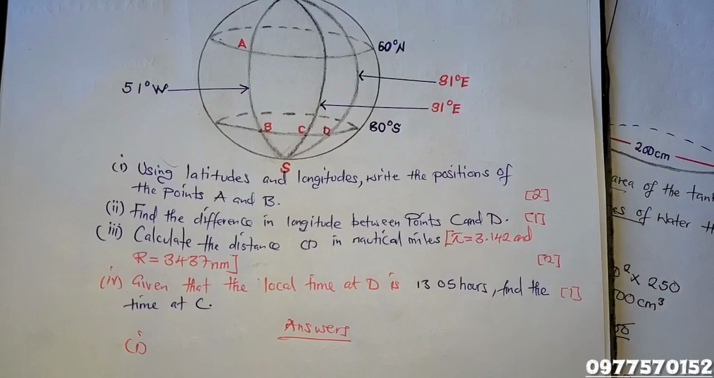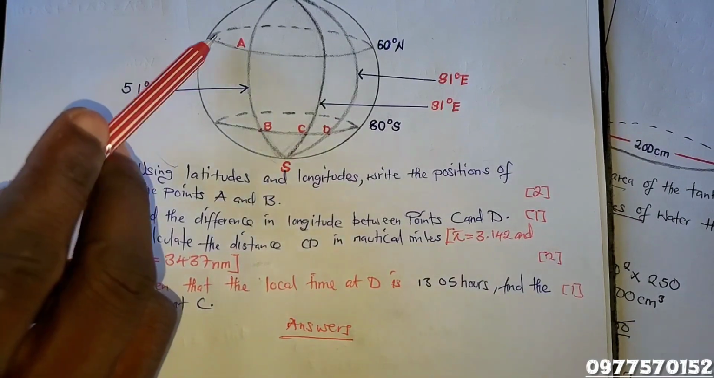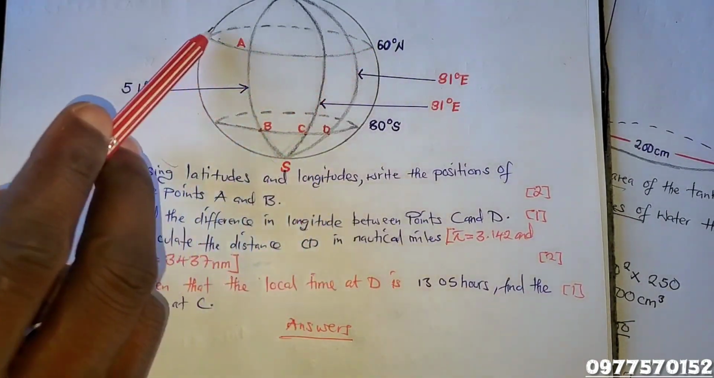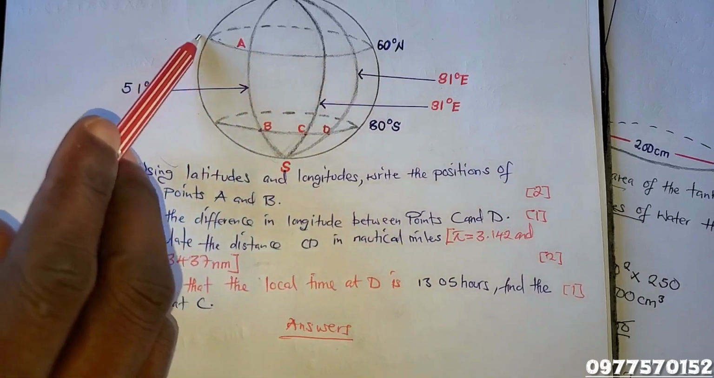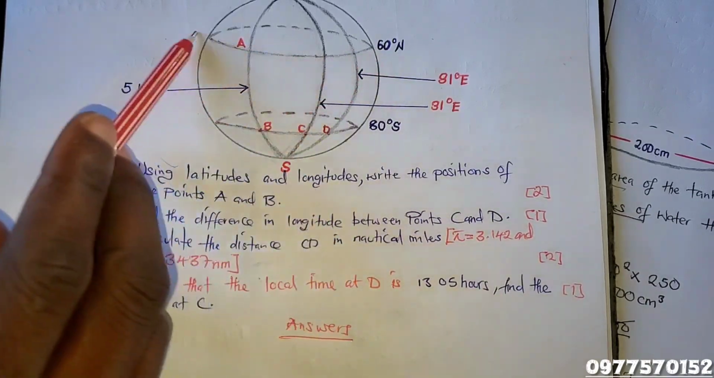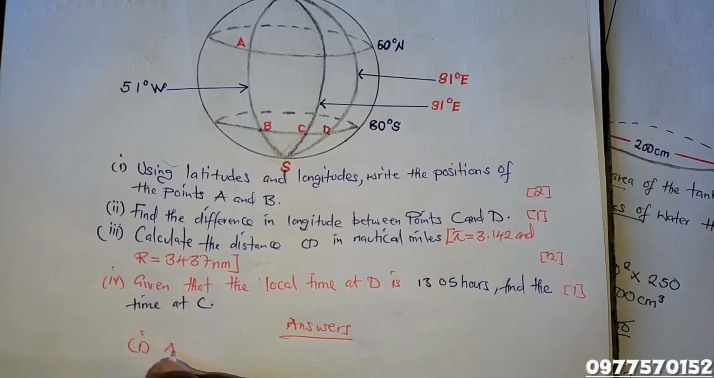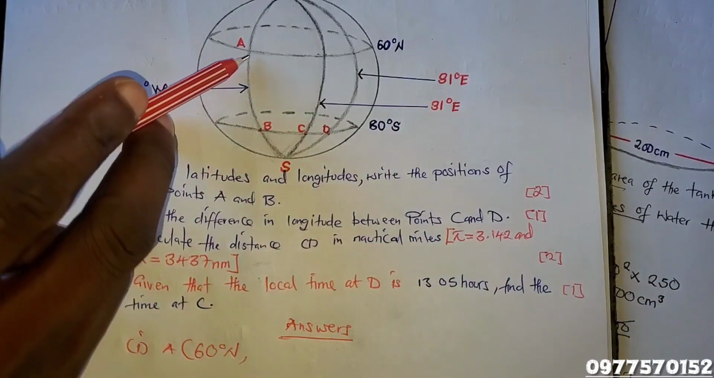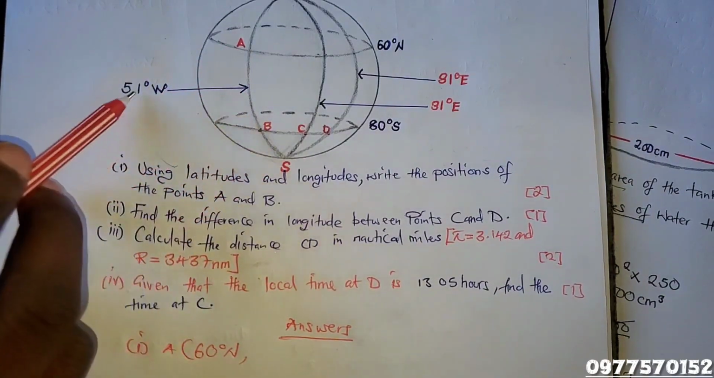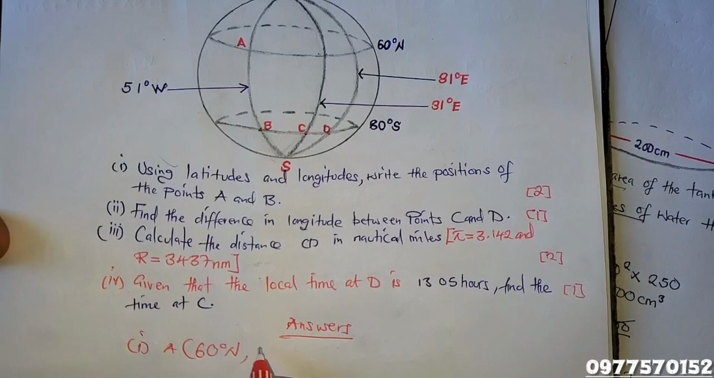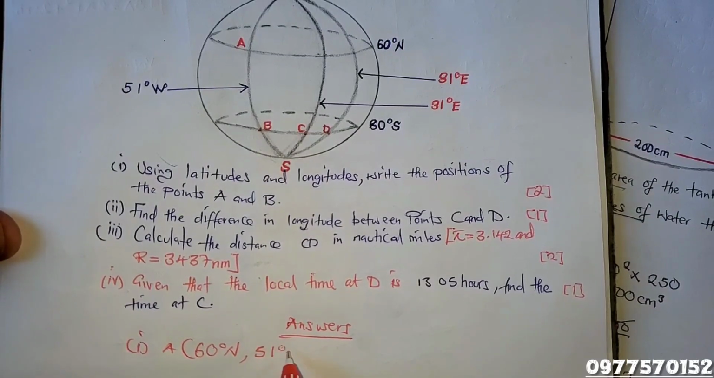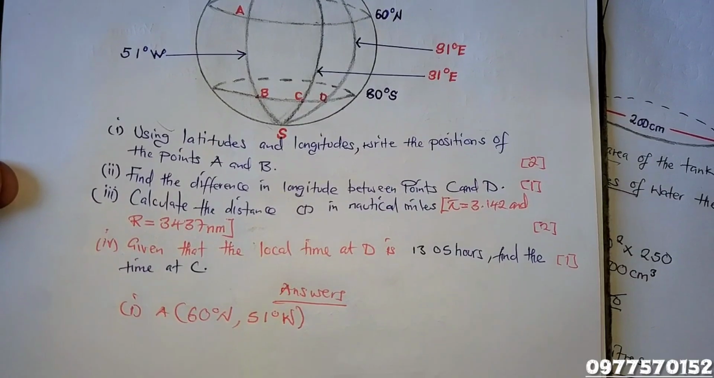Question 1, in which latitude is point A? The latitudes are lines that run from west to east like this. So A is on latitude 60 degrees north, comma, on which longitude? It's on longitude 51 degrees west. So we're going to write 51 degrees west. Close bracket. So we are done with A.